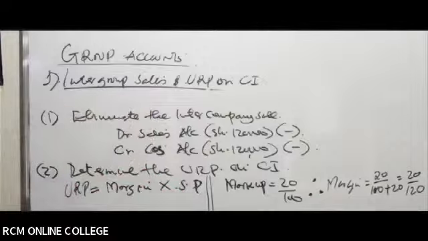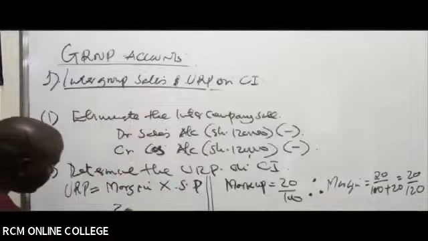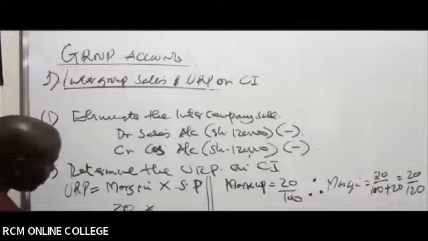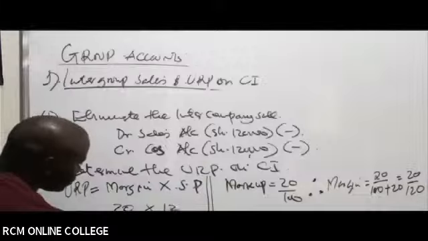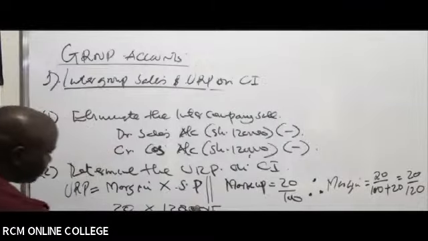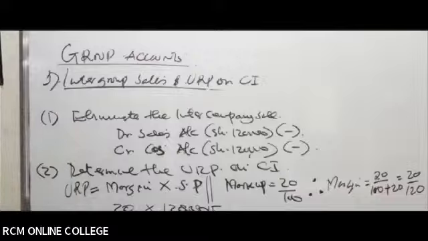So with this now, we can get the URP. We'll take 20 over 120 because that is the margin. Then we multiply by the selling price of the goods, which was 120,000. You get what as the URP? Is it 20,000?